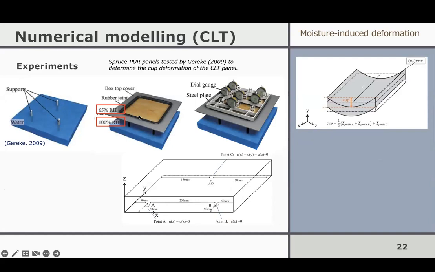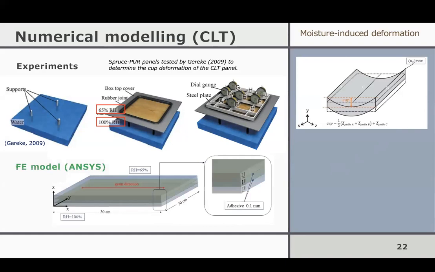For moisture-induced deformation, we tried to simulate an experiment that was done by Thomas Grecki in Switzerland. We had these panels exposed to a moisture gradient of 100% over 65% relative humidity. This part was all water. Here was exposed air, and it was sealed all around. With these dial gauges, they tried to look at expansion of the panels in the transverse direction, and they defined a parameter called cup deformation, which shows how much curvature you get when you expose the panels to moisture.